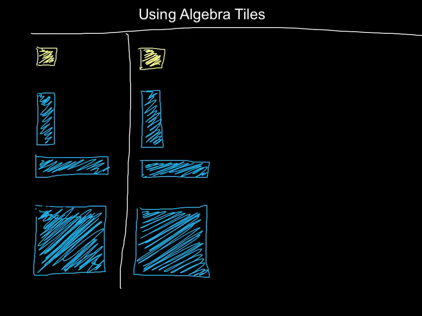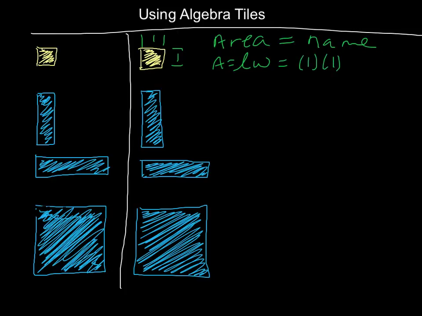And we always name all of our algebra tiles by their area. Area of an algebra tile is the name. So the area equals the name. Okay? So what I have here is a length of 1 and a length of 1. And so the area equals length times width, which is equal to 1 times 1, which is why we call the yellow ones a 1, because the area is 1.